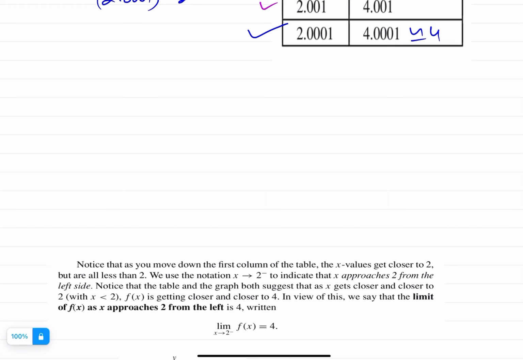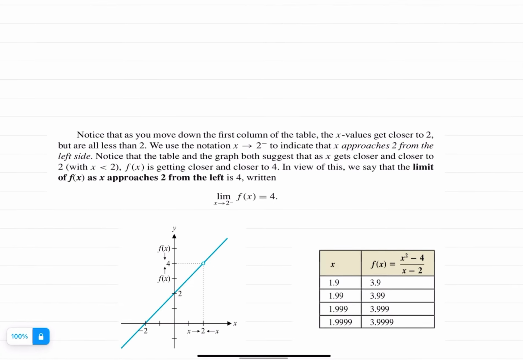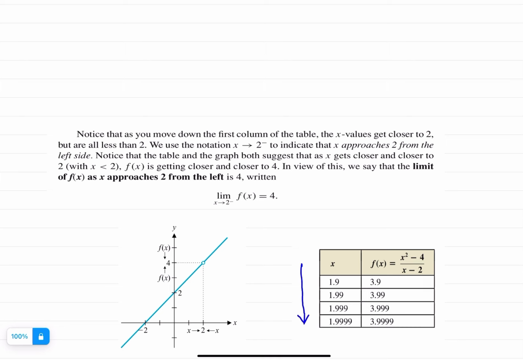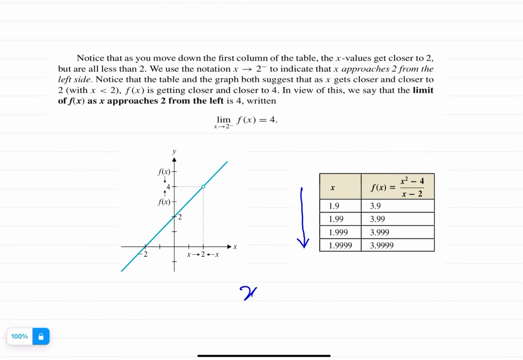Notice that as you move down the first column of the table, the x values get closer to 2, but they're always lesser than 2. For this, we use the notation x approaches 2 with a negative sign. This means we are approaching from the left side, and all the values are lesser than 2 when we use this sign.